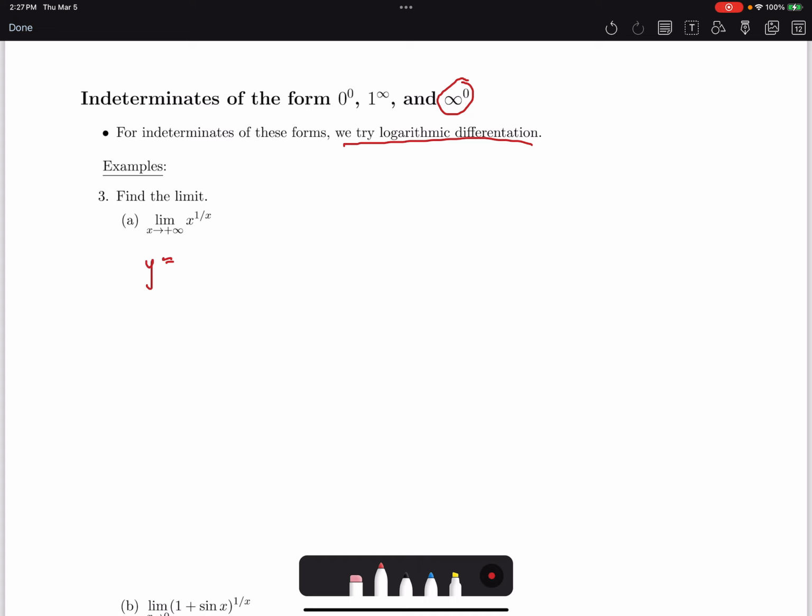What we'll do is we'll let y equal this limit. And then we'll take the natural log of both sides. Natural log is continuous, so we can move that inside of the limit. And the nice thing about doing that is that now we can take the exponent down, right? We can use properties of logarithms to take this exponent down in front. So let's do it.